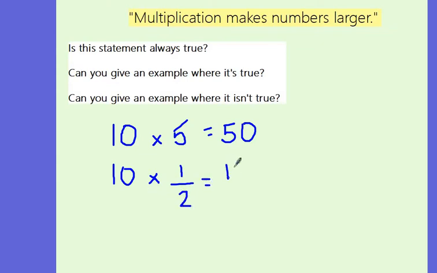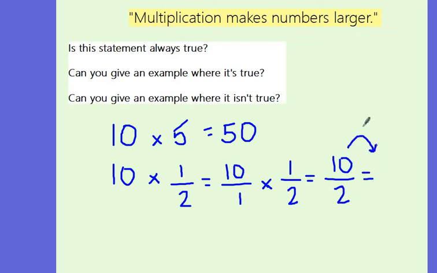we know we can write 10 as 10 over 1. Multiply across the top, 10 times 1 gives me 10, 1 times 2 gives me 2, divide top and bottom by 2, and I'm left with 5 over 1, which is 5. So in this case, it hasn't worked. We started with 10, we multiplied by something, and we got a smaller number. So fractions is a great example where it isn't true.